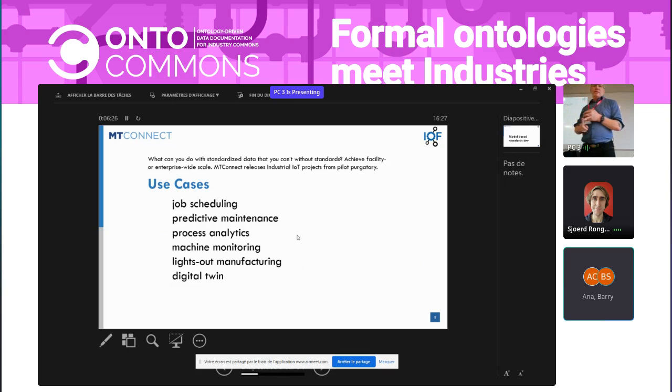Anyway, a lot of our use cases: scheduling, predictive maintenance, process analytics, machine monitoring, lights-out manufacturing. We now use the word digital twin, though it doesn't mean anything, but anyway, we do digital twins, like everybody else, because you have to. You don't want to be not that cool. But we do digital twins of machines, basically. I can even show you one.